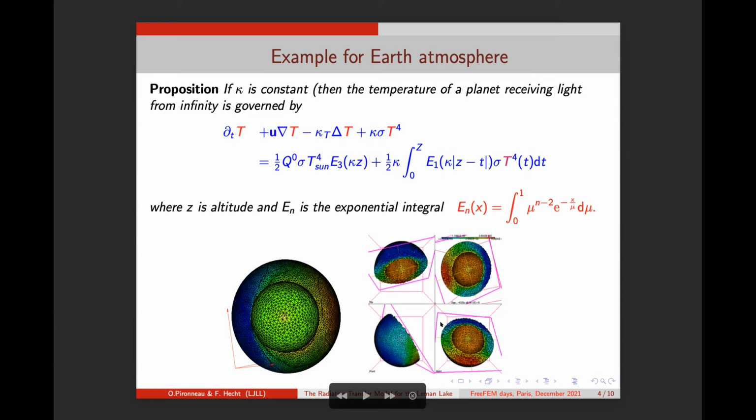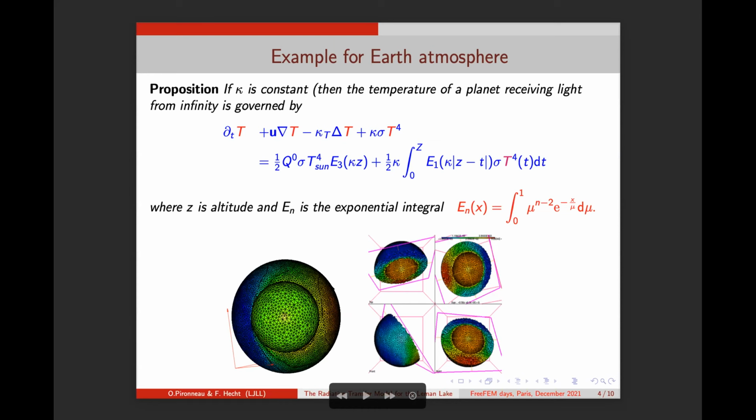And by the way, it seems that this is very thick. But it's actually for pure graphic purpose. In fact, in the computation here, you use a change of variable, you use the spherical coordinates, and you work on a plane with periodic conditions. And so this actually is very thin.